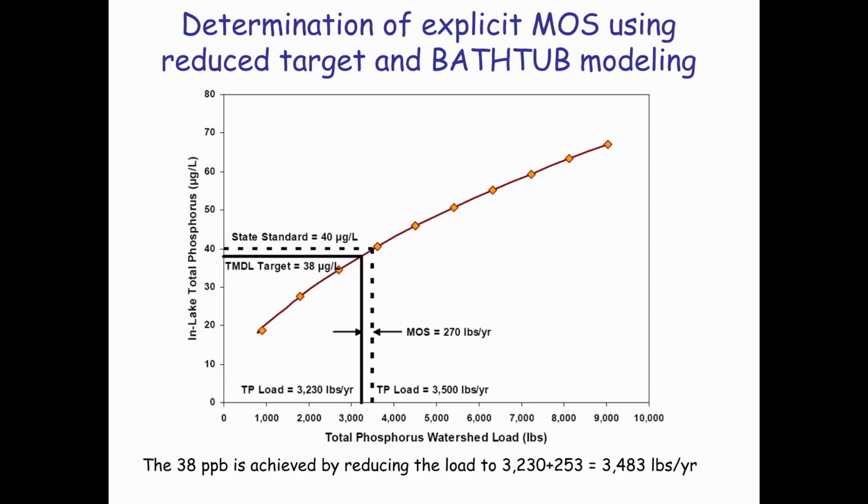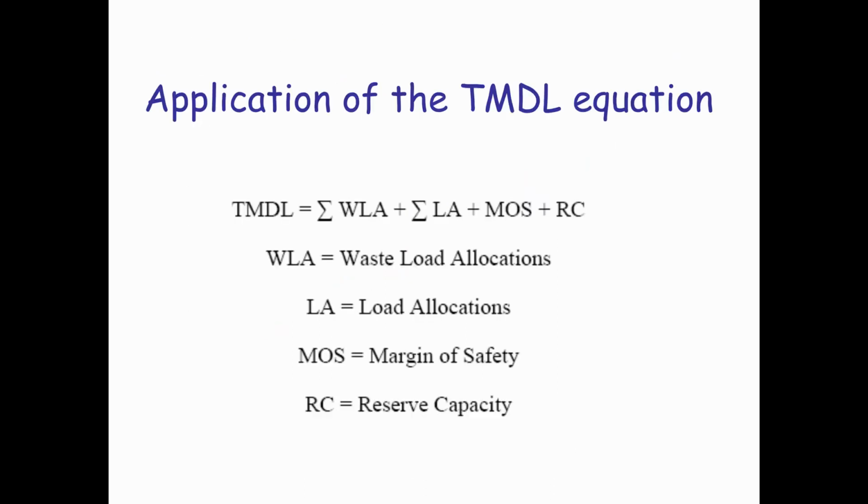Okay, so the watershed load is 3,230. The BATHTUB model also accounts for the 253 pounds per year coming from atmospheric. And as I already mentioned, the internal load is set to 0 here, so it's assumed that there is no internal load. Here's the TMDL equation. It's just the sum of the waste load allocations, the load allocation, which would be non-point source pollution, and then the margin of safety and the reserve capacity.